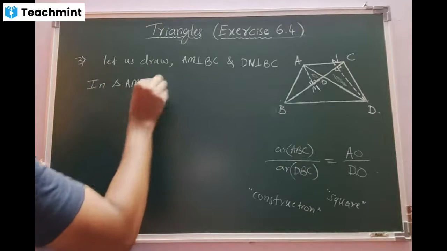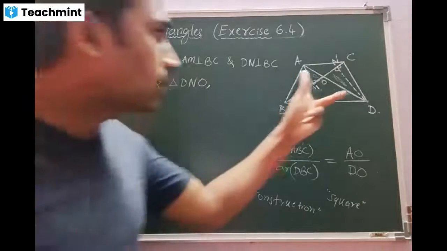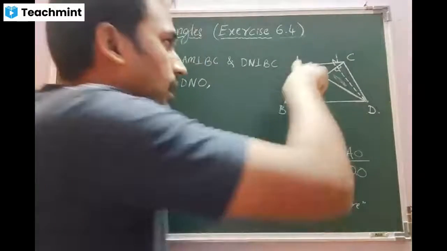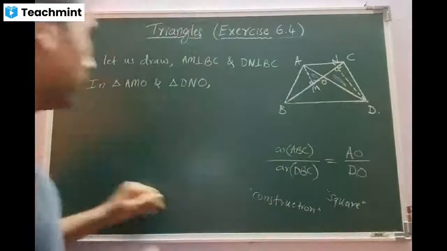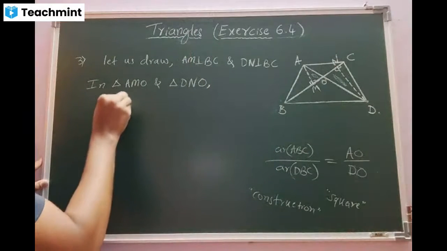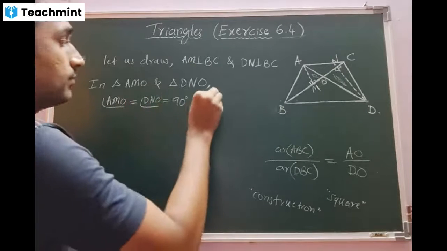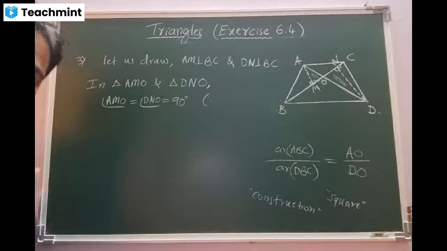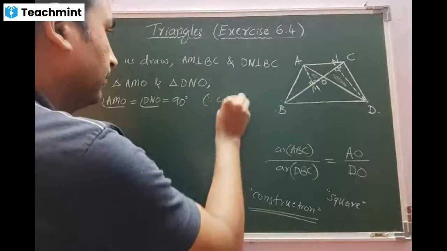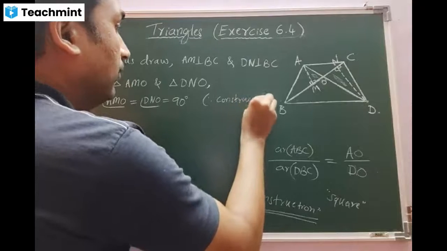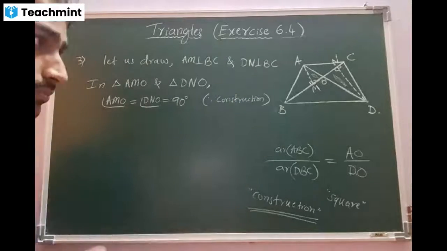In triangle AMO and DNO, this triangle and this triangle. First, I'll write angle AMO is equal to angle DNO. Am I right, beta? Yes, sir. Both are equal to 90 degree. What is the reason? Construction, sir. There is one more set of angles equal. What is that, beta?